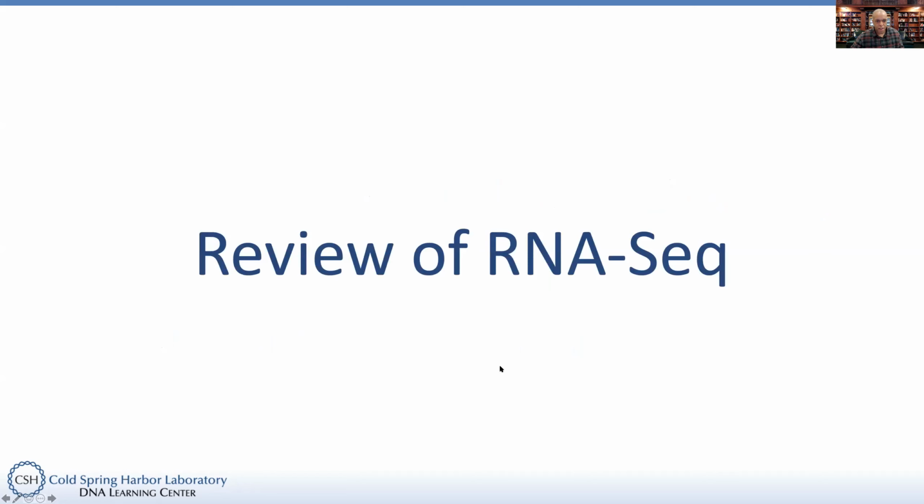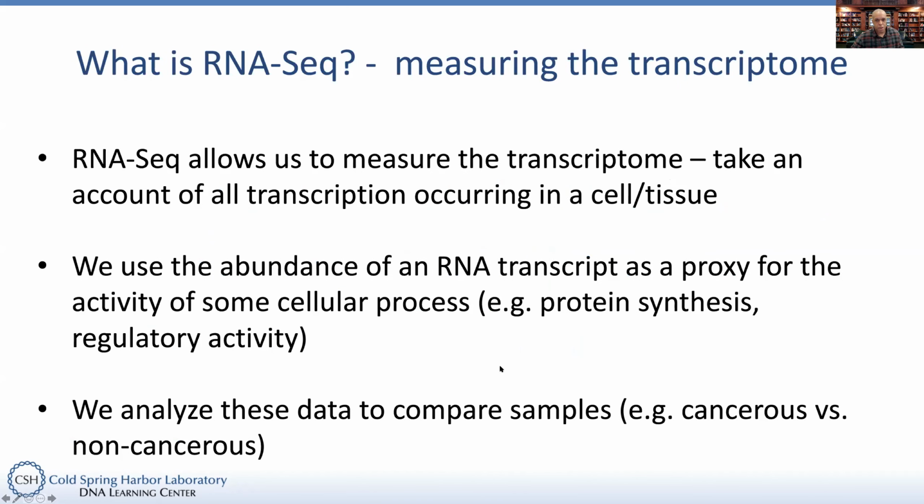So to review RNA-Seq, these are the key bullet points that I've referred to every lecture. RNA-Seq allows us to measure the transcriptome. So we're looking for all of the mRNA, usually messenger RNA transcripts. And we use the abundance of those transcripts as a proxy for some cellular process. In other words, if an RNA transcript is more abundant, then there's an inference, not always a true one, but there's an inference that perhaps that gene is active. And it may not even always be a gene, at least in terms of a protein coding gene, let's say it that way.